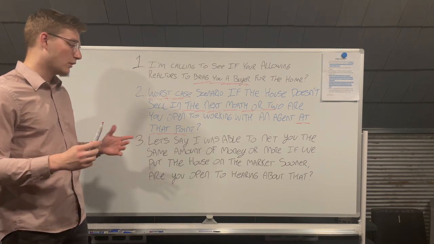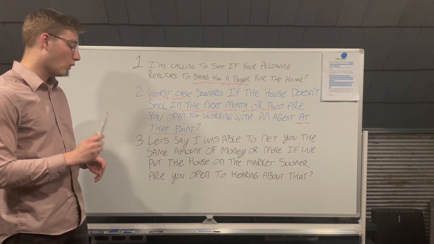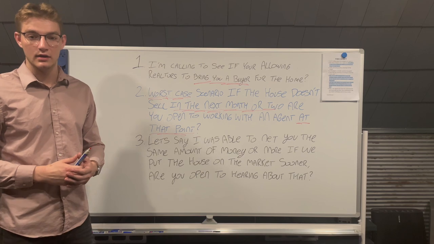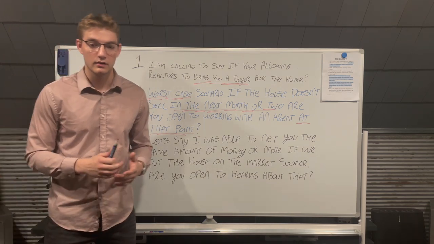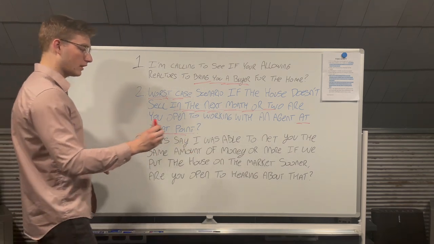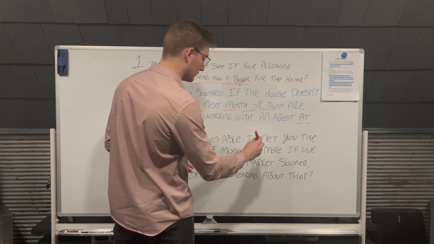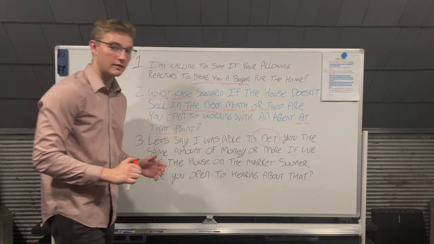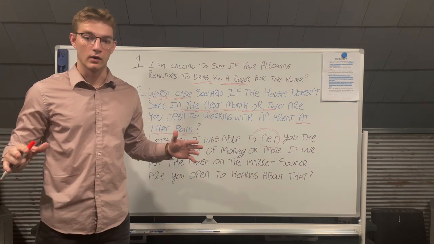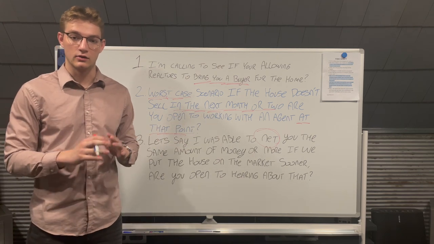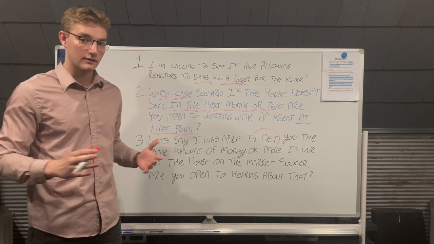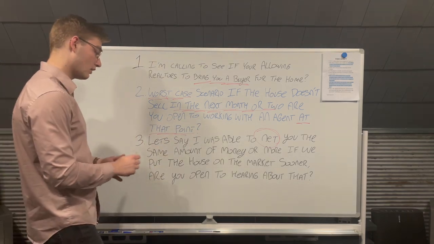Let's say I was able to net you the same amount of money or more if we put the house on the market sooner. Are you open to hearing about that? This is a tough question to say no to. They're thinking, well, shoot, if you can net me the same amount, why wouldn't I? All for sale by owners care, at least 98% of them, is what you net them. If you're telling them that you can net them the same amount of money, at the end of the day, they do no work and they sit back, you take care of it, and you're netting them the same. Let's say they have the house listed at 250. You're saying you can net them right around that 250 price. Why wouldn't they at least be open to hearing about that?